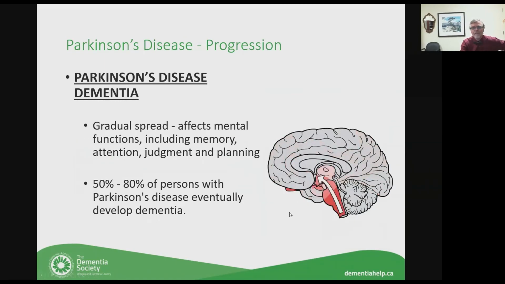And so Parkinson's disease, as I said, starts in the substantia nigra, but of course, as any other disease progresses, it does spread out. And eventually it can affect memory, attention, judgment, and planning. And in fact, after many, many years of Parkinson's disease, you can expect at least half, if not three quarters of people with Parkinson's disease to develop some dementing process.